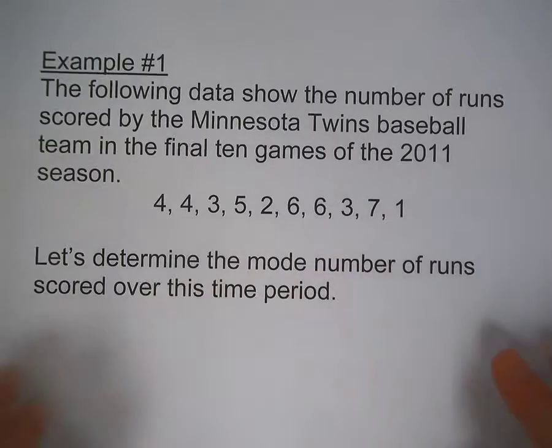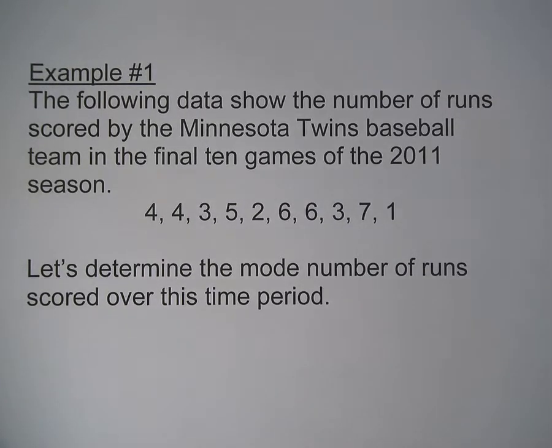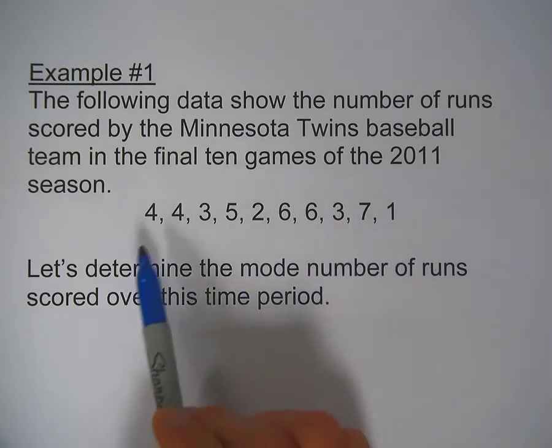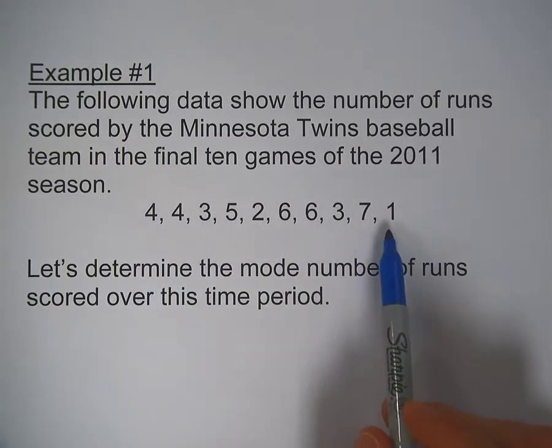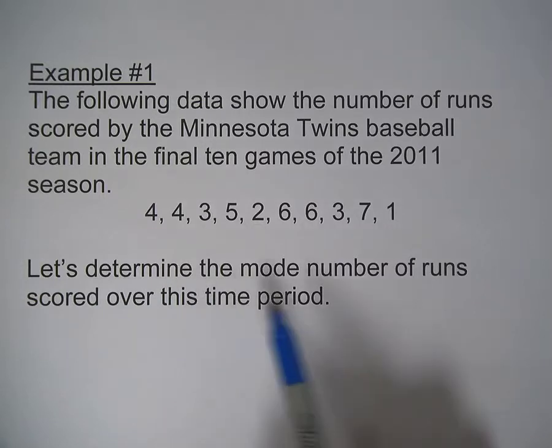Alright, so let's take a look at an example. The following data show the number of runs scored by the Minnesota Twins baseball team in the final 10 games of the 2011 season. Okay, so we have 4, 4, 3, 5, 2, 6, 6, 3, 7, 1. So in the very last game of the season, they only scored 1 run. Second to the last game, they scored 7 runs. Okay, so let's go ahead and determine the mode number of runs scored over this time period.